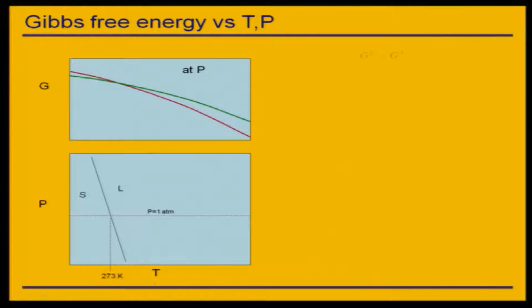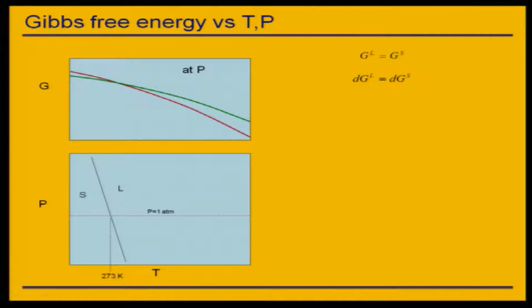Now, the temperature at which this 1 atmospheric pressure line cuts the axis is 273 K, that means 0 degree Celsius. So, let us now do some calculations. I will do it on the board, that is easier for you to follow.